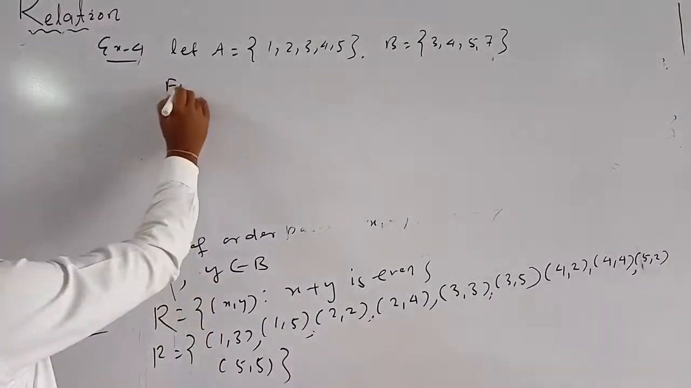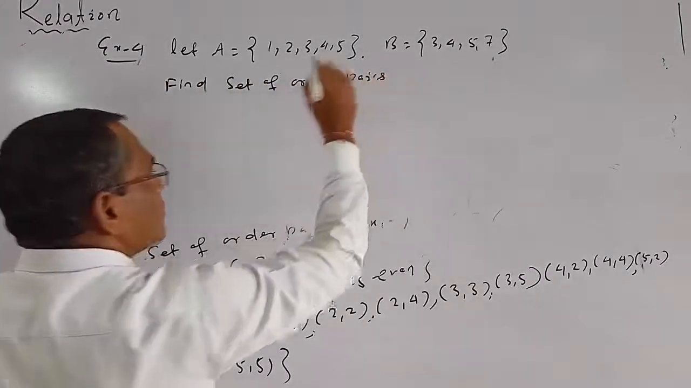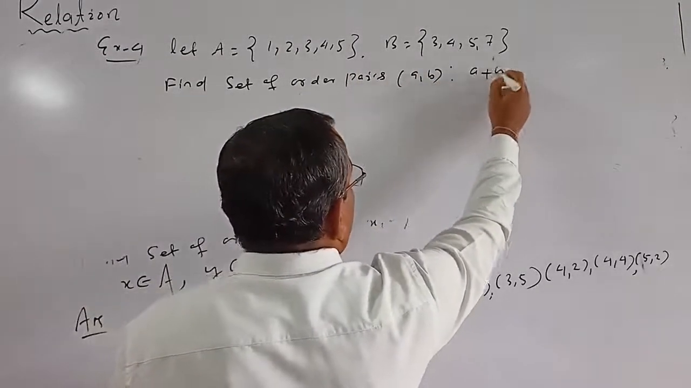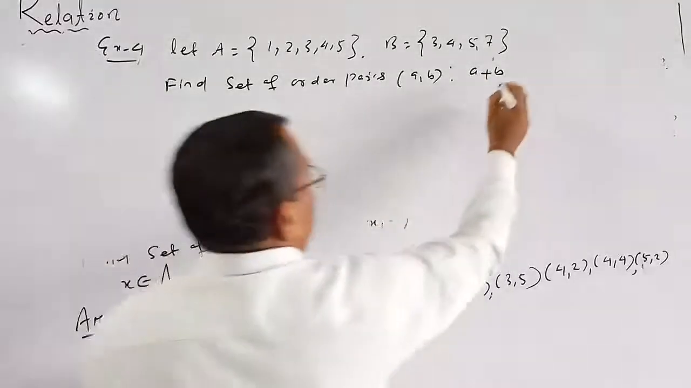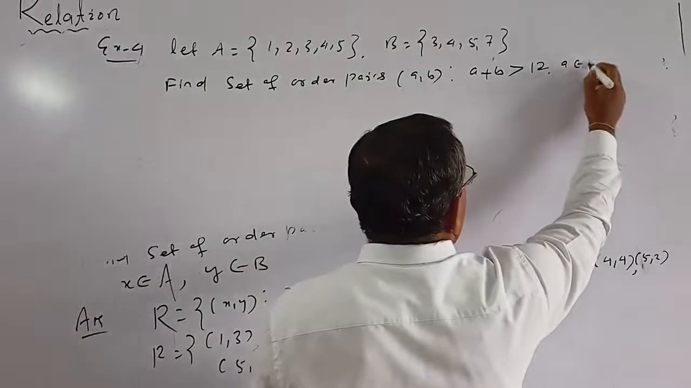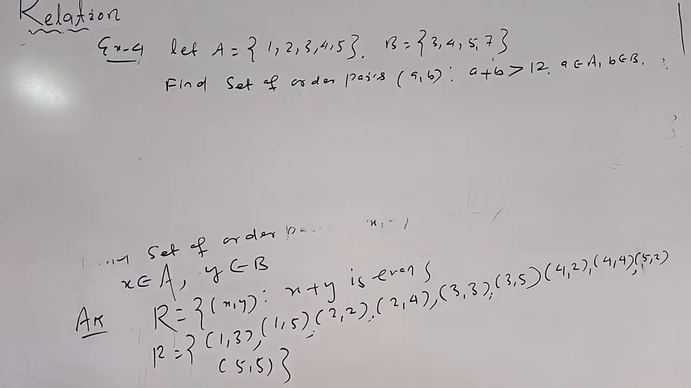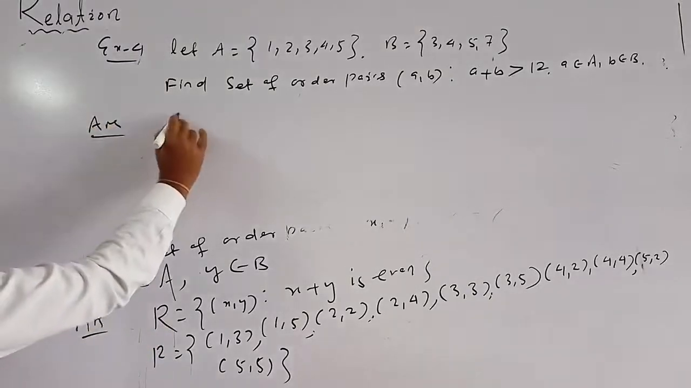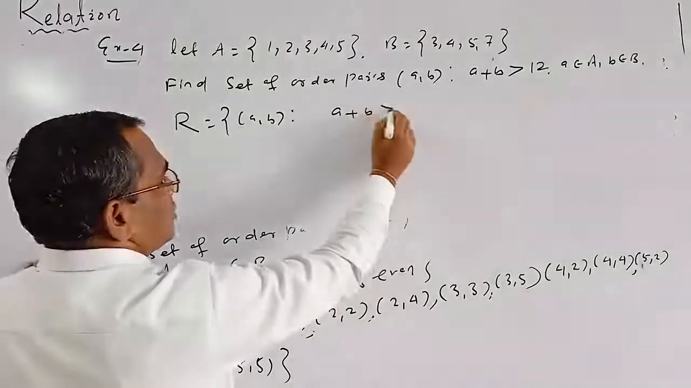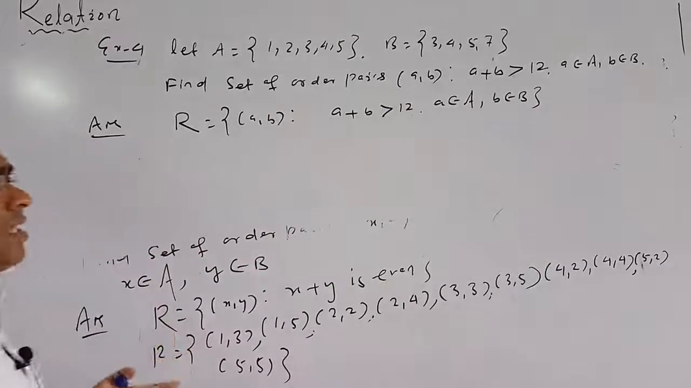Find the set of ordered pairs (a, b) such that a plus b is greater than 12, where a belongs to capital A and b belongs to capital B. So, answer: suppose R is a set of ordered pairs (a, b) such that a plus b is greater than 12, where a belongs to A and b belongs to B. So, what are the ordered pairs here?